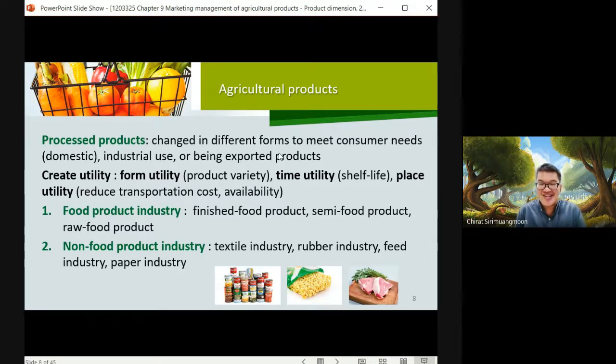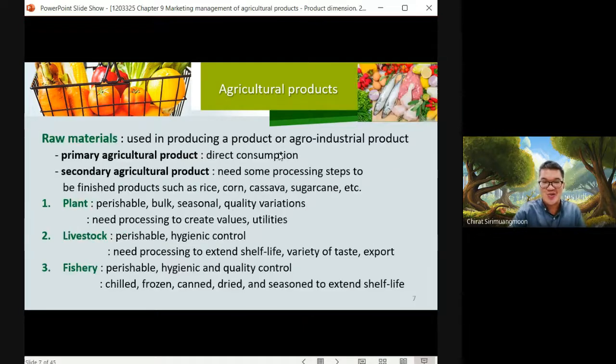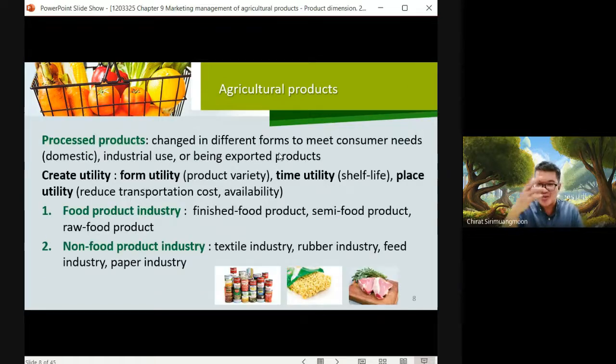So processed product is actually you use the raw materials. I would say you use the fresh version and then you just do some other process to create some utilities. In this case, if you remember from the first chapter, we talked about how we do some process for agricultural products in order to have the other utilities, like we do form utility to create a product variety. Like you create different flavor, different size, different texture.